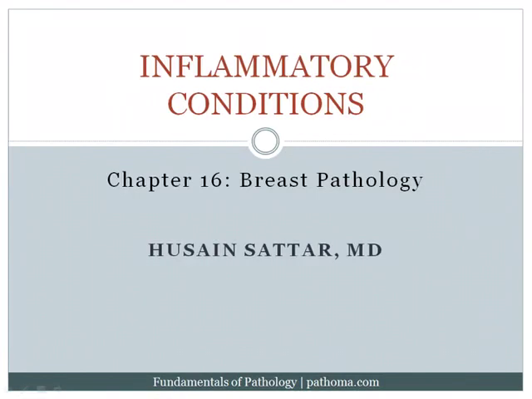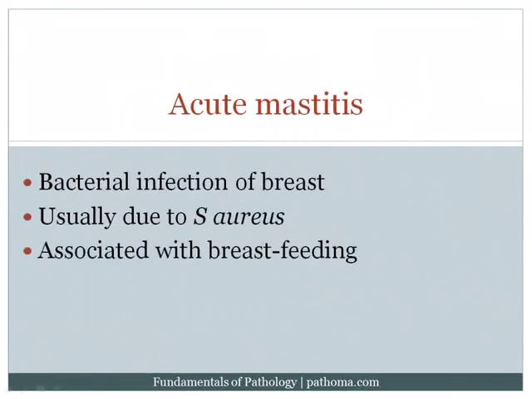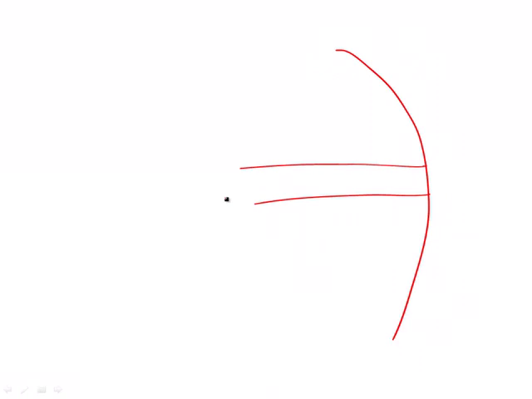Okay, next section, inflammatory conditions. The first disorder is called acute mastitis. To understand this, let's just go back to the whiteboard for a minute. So here's the surface of the skin of the breast, and let's pretend that this is a large duct coming out into the nipple. And in this particular case, you've got a woman who's breastfeeding.